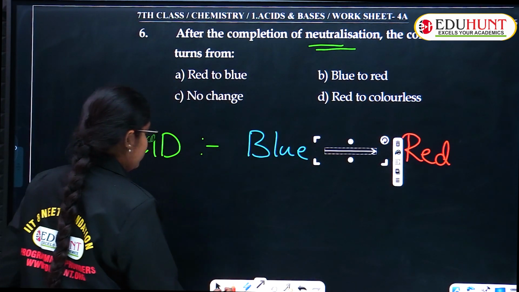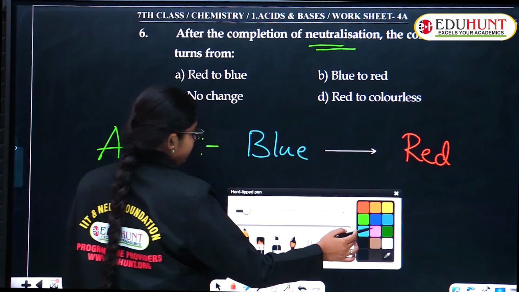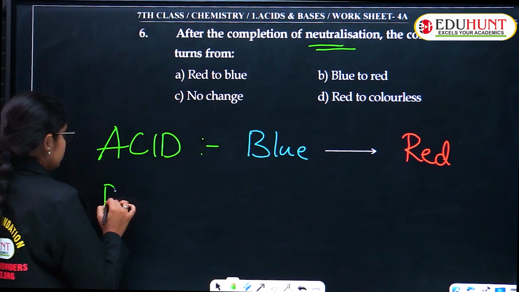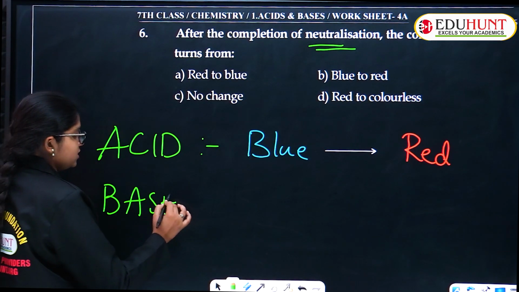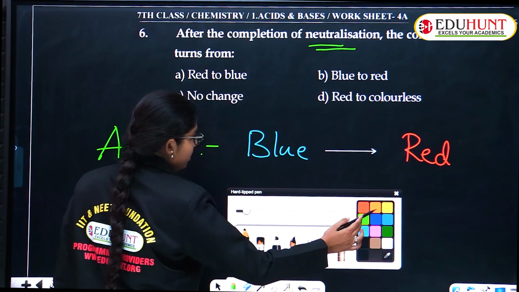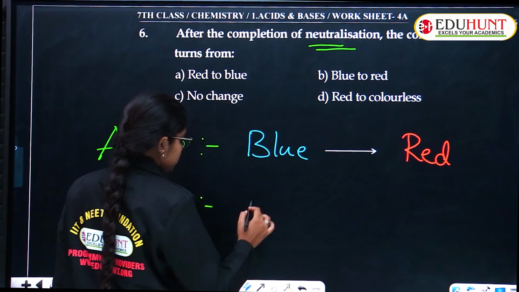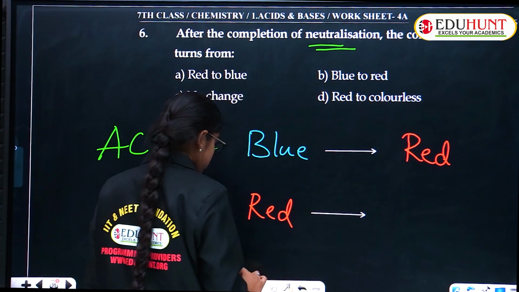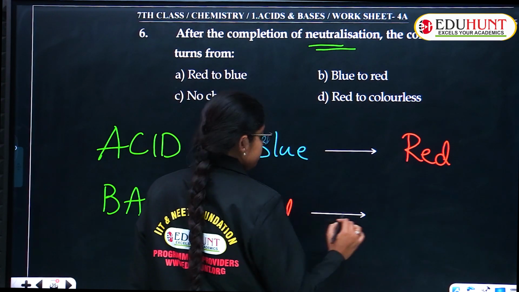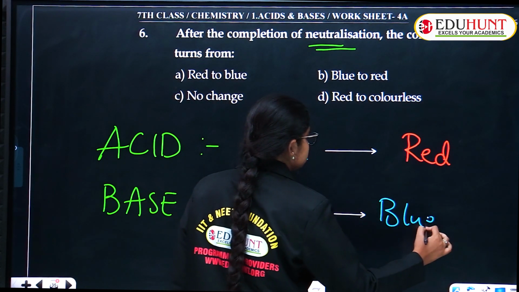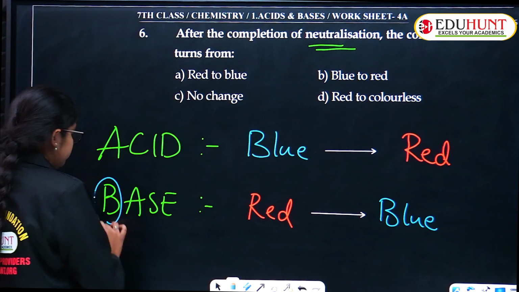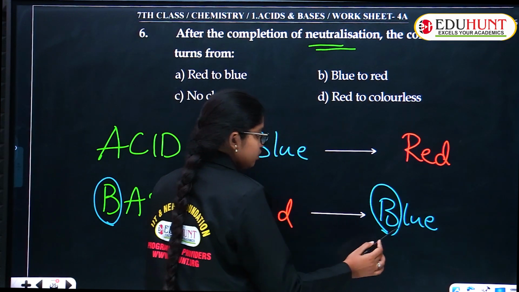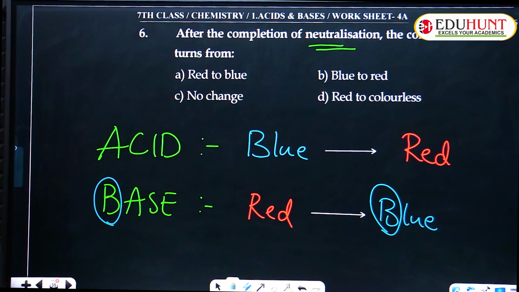And if it is a base, it changes red litmus paper into which color? Very good, blue. Because B for base and B for blue. I told you, no? Easy identification, okay?